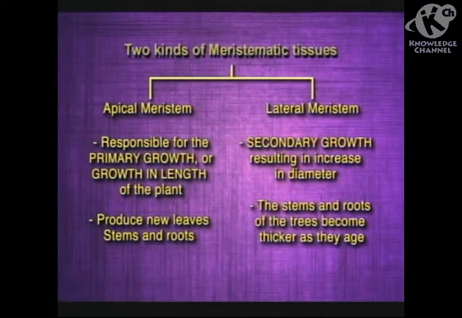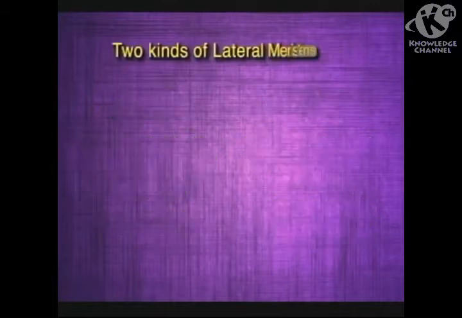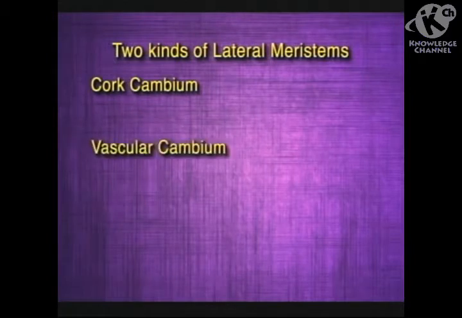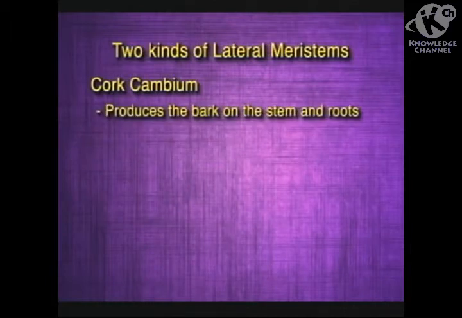The stems and roots of most trees become thicker and woodier as they age as a result of secondary growth. Two kinds of lateral meristems allow the plant to grow in width, the cork cambium and the vascular cambium. The cork cambium produces the bark on stems and roots.